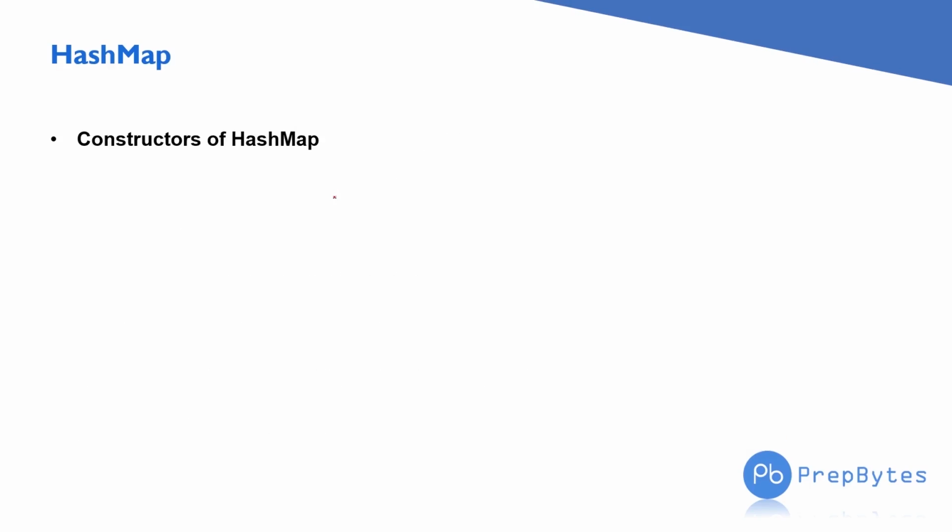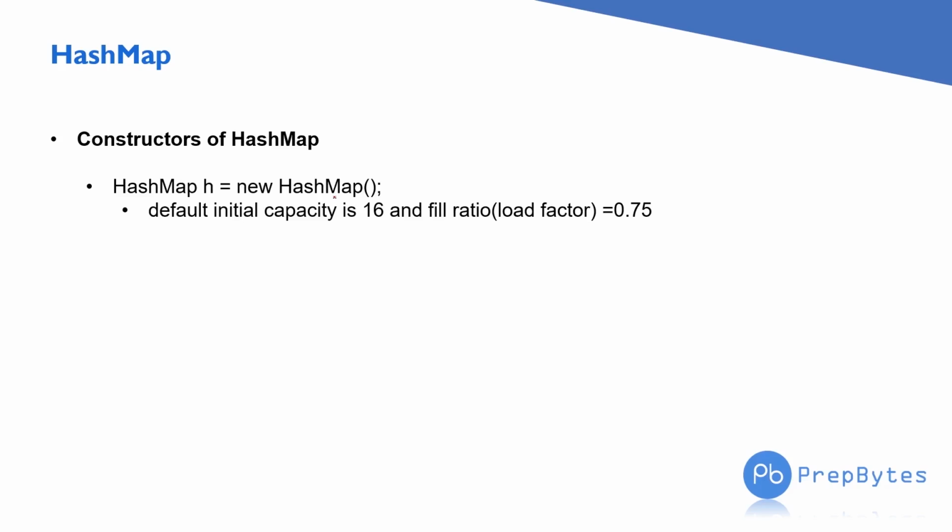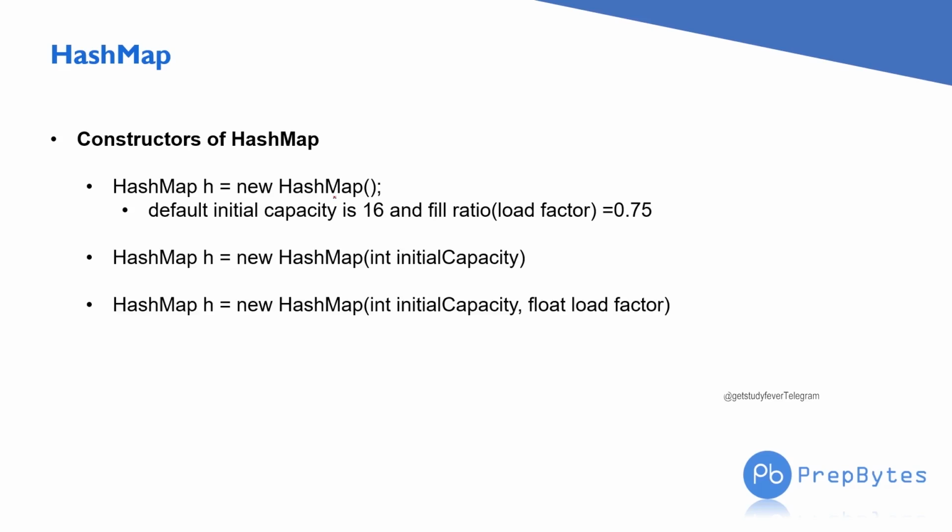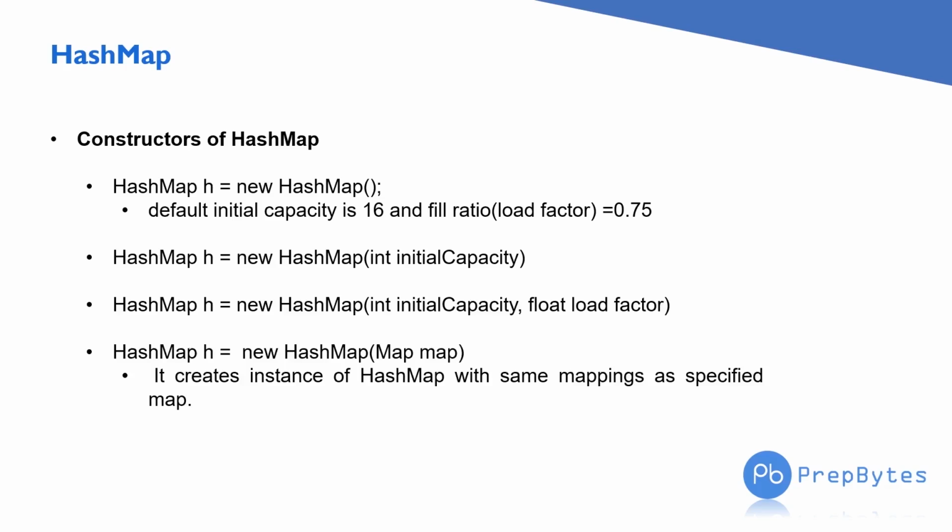Now let's see the constructors of hash map. These constructors are exactly the same as we have seen in hash set. The first constructor is new hash map, with default initial capacity 16 and load factor 0.75. I have explained these points in hash set also. Next, you can give the initial capacity yourself. You can also give the initial capacity and load factor. And the last one creates an instance of hash map with the same mappings as the specified map. So these are the four constructors. There is not much difference.